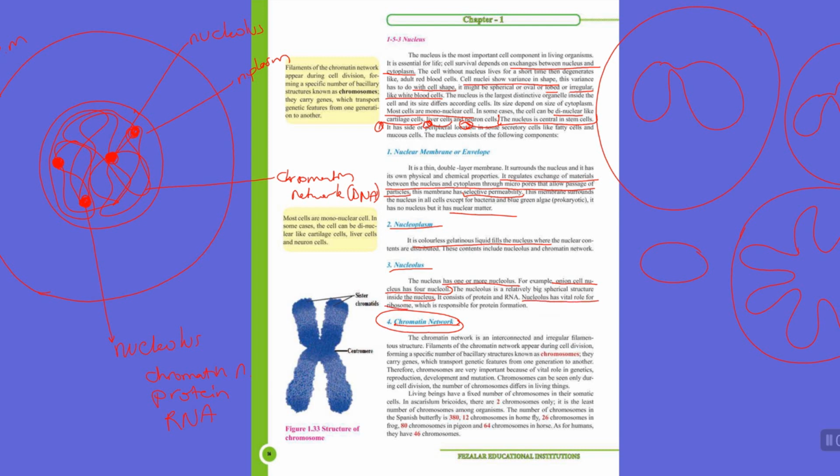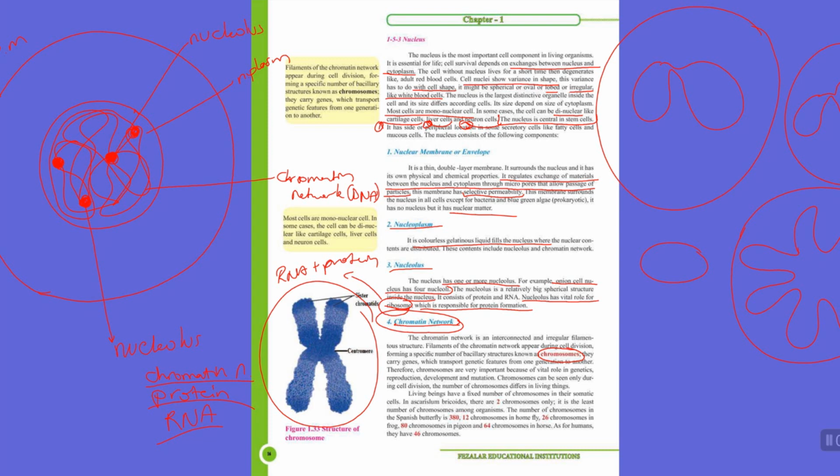Nucleolus has a vital role for ribosome, which is responsible for protein formation. We may know ribosome also consists of RNA plus protein. Also in nucleus, DNA, protein, RNA. Chromatin network is an interconnected and irregular filamentous structure. Filaments of chromatin network appear during cell division, forming a specific number of bacillary structures known as what? Chromosomes. Simply we need to know the shape is chromosome.